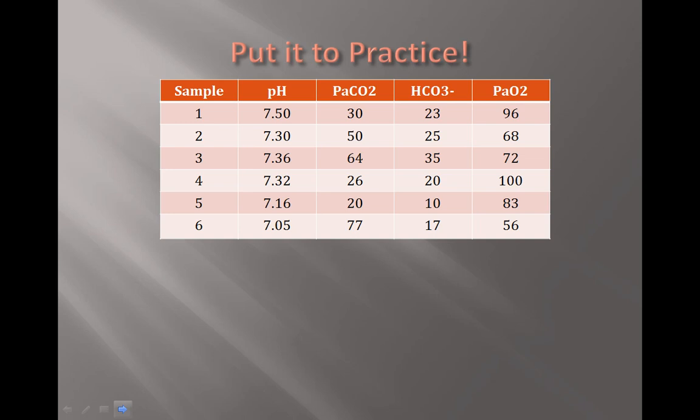Okay, now let's put it all together and review a few ABGs. The first one shows an elevated pH, or alkalemia. The PaCO2 is low and the bicarb is normal. So we have an uncompensated respiratory alkalosis with normal oxygenation. Make sense?